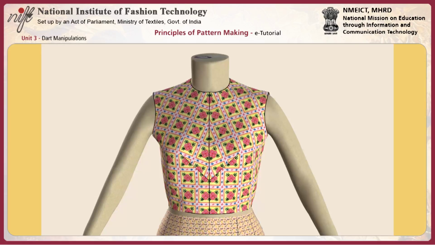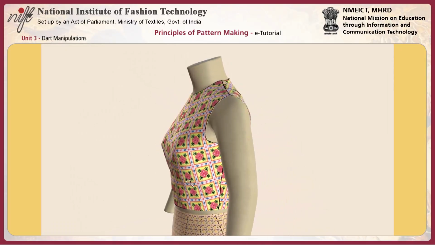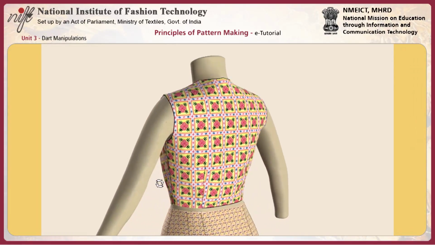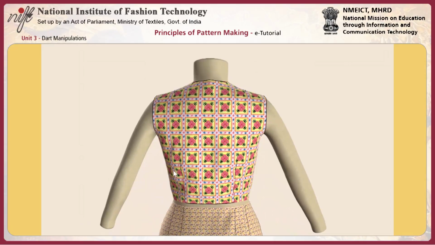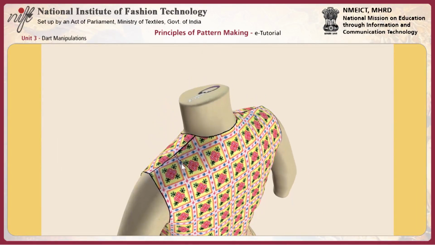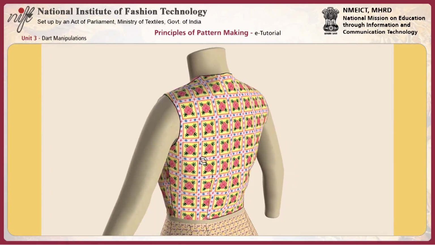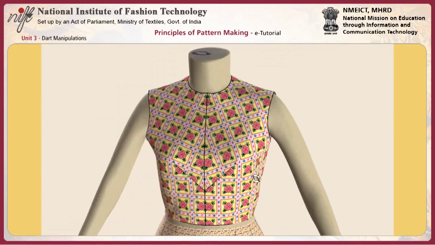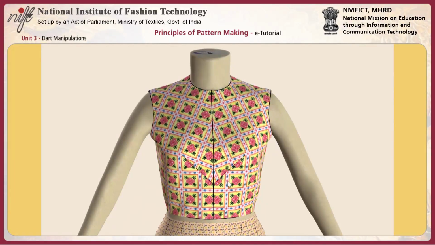The design consists of a diagonal center front dart in the front bodies, shoulder and waist dart in the back bodies. There is a seam at the center front. The diagonal dart extends from center front to the bust point.